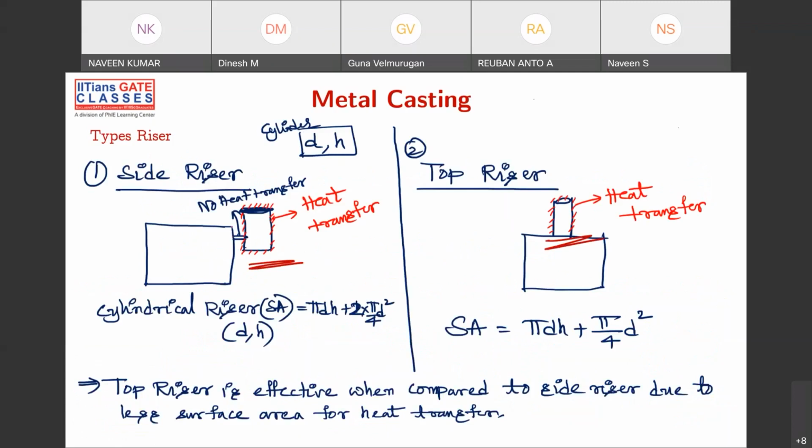Next, we have two kinds of risers, the side riser and the top riser. Side means you put it anywhere at the side of your casting. Top is exactly the top. Till now we have seen the top riser, like when we are drawing this liquid metal.